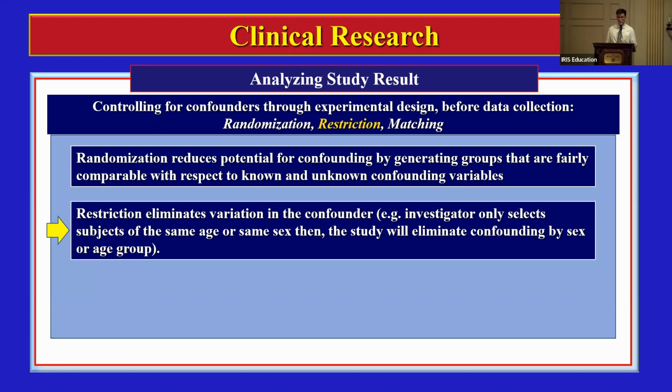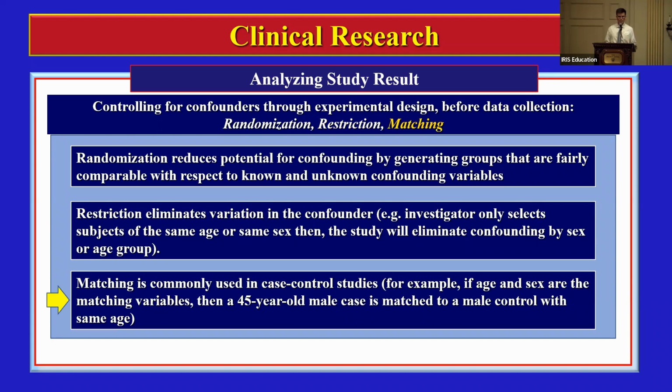So you can apply restriction to your sample. Essentially, let's say we have a sample and we know that age and gender are going to be confounding variables. So what we can do is select a sample where everyone is the same or similar age and the same gender. That way we eliminate that confounding effect from age and gender. So it's fairly straightforward.